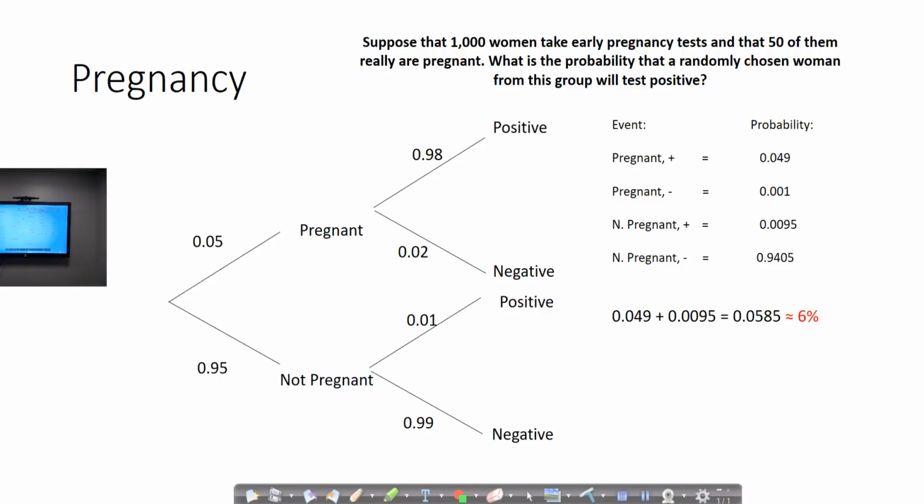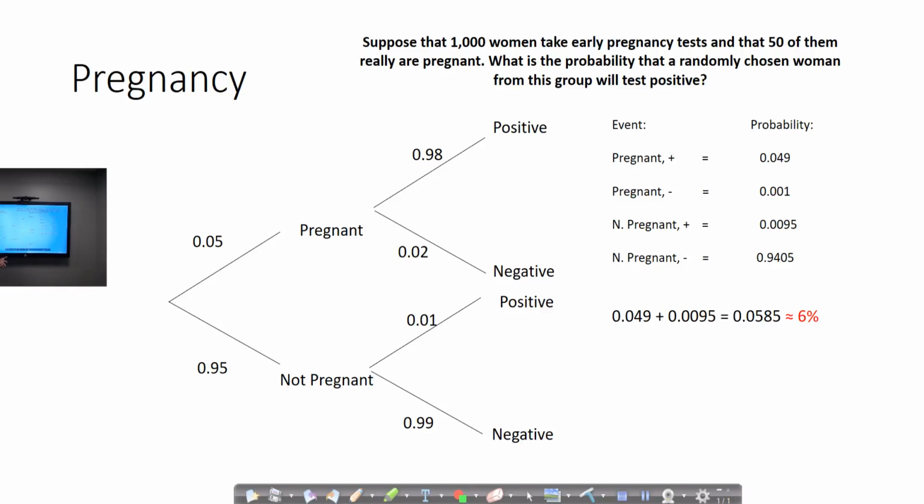So the same problem, only 1,000 women take the early pregnancy test and 50 of them really are pregnant. It's not going to change your percentages of how effective the test is, but it's going to change your original probability tree. The 0.05 is the percentage that 50 of the 1,000 women really are pregnant. So it's just going to change this first line and what your multipliers are.